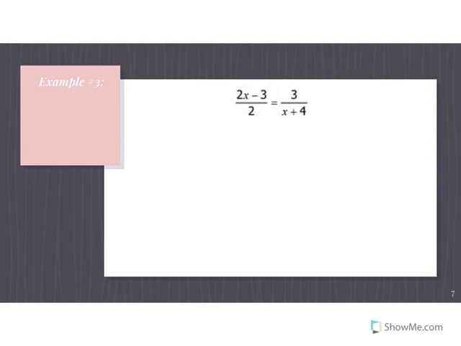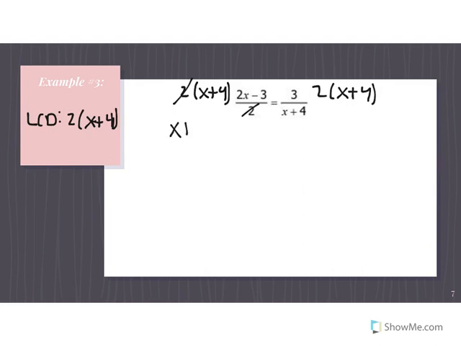Our next example, we're just getting a little bit harder as we go. Again, my LCD, we're just writing this so I know what to be multiplying by. So 2 times x plus 4. And now I get to actually multiply this side by 2 times x plus 4, and this side by 2 times x plus 4. Now we're going to go ahead and divide out whatever can. So now I'm left with an x plus 4 up here times a 2x minus 3 equals, and then my x plus 4 does divide out, and then 2 times 3 is 6.